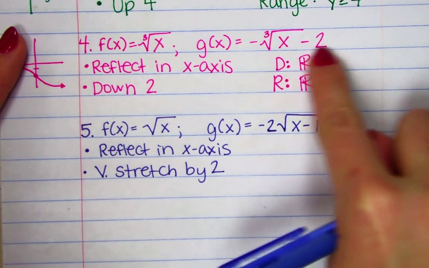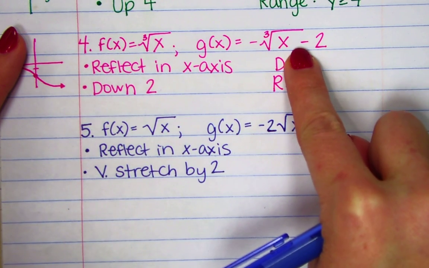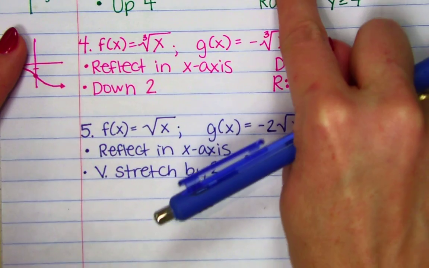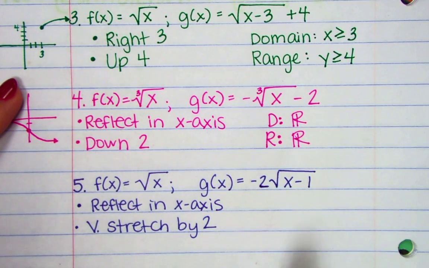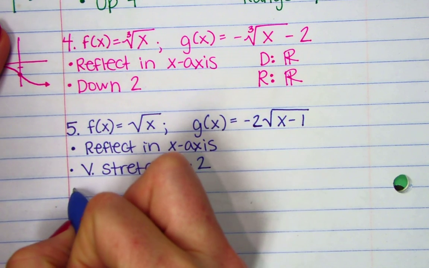-1 underneath, -2 outside was down. Okay, we had a -3 up here, and that made it move right 3. So what's -1 inside going to do? Right 1.